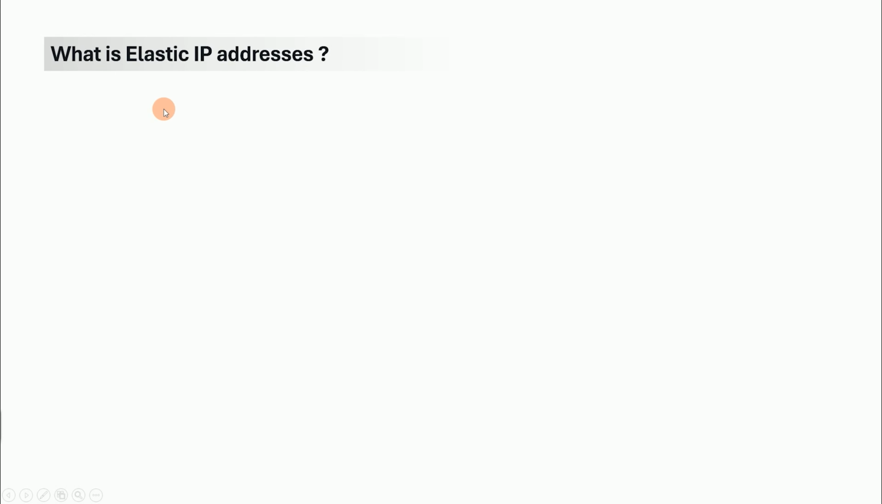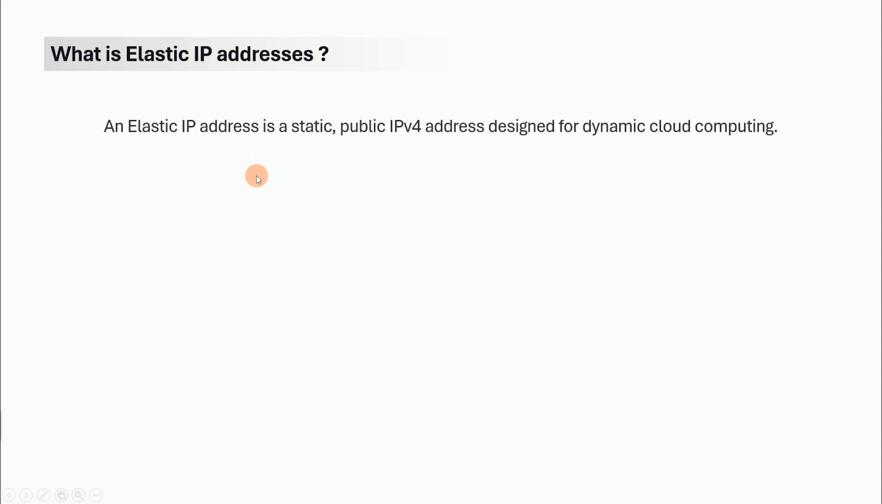So, this is one of the most important points and one of the most useful things as well. Basically, an Elastic IP address is a static public IPv4 address designed for dynamic cloud computing. So how is it helpful? The very first thing is that it is static and it is IPv4, everything is fine.